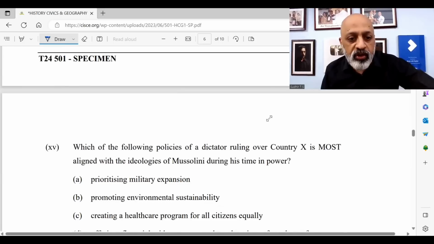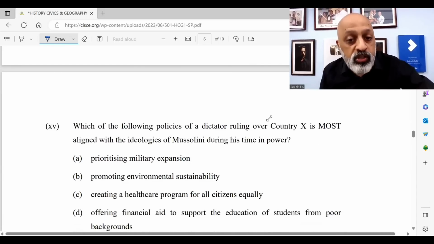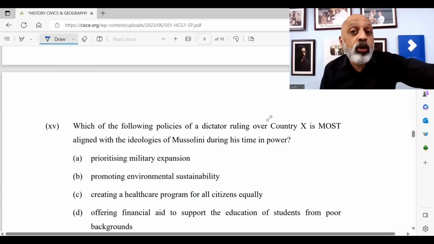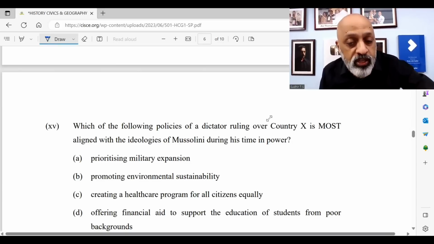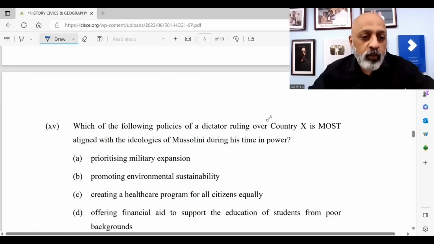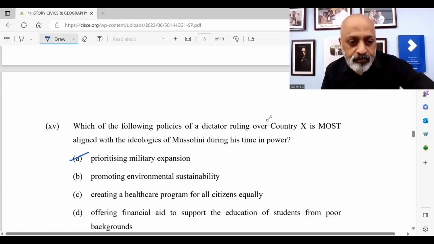This is simple and straightforward. Which of the following policies of a dictator ruling over country X is most aligned with the ideologies of Mussolini? तो आपको मुसोलिनी के आइडियोलॉजी के बारे में पता होना चाहिए. Was he offering financial aid to support the education of students? No, no. Creating a healthcare program? No, no. Environmental sustainability? बिल्कुल नहीं. The correct option is option A.